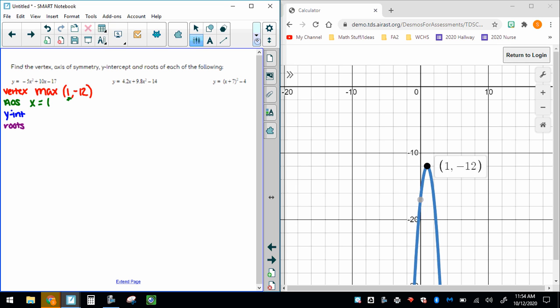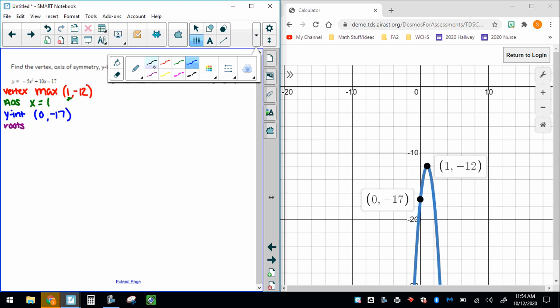The y-intercept is the place where the graph hits the y-axis. So here's the y-axis, and there's the dot, 0, -17. And then the roots are where it hits the x-axis. Except here's the problem. Here's 0, so here is the x-axis, and this graph never hits it, right? It comes close and then goes away. So in this case, there are no roots, and that's fine. The graph is allowed to have no roots.